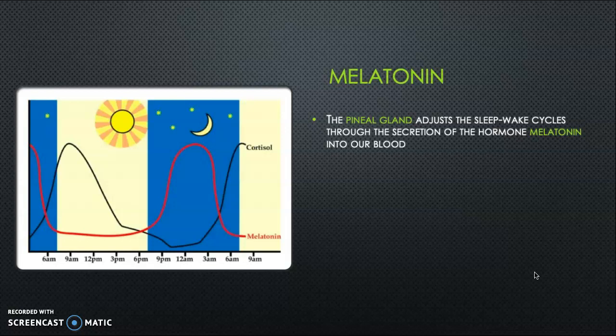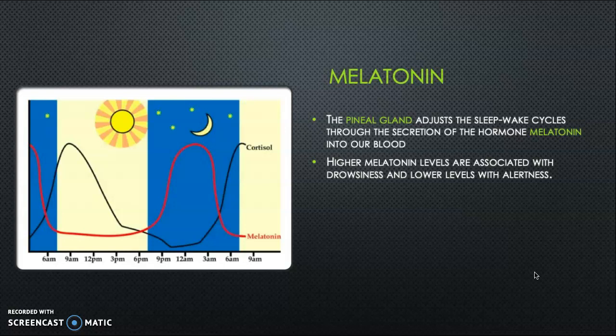And I noticed last lesson a few people going, is melatonin the same as melanin? And often they are confused. So melanin is the color that is given to your skin when you're exposed to sunlight. Melatonin is our hormone that regulates our sleep-wake cycle. So higher melatonin levels are associated with drowsiness and lower melatonin levels are associated with alertness.